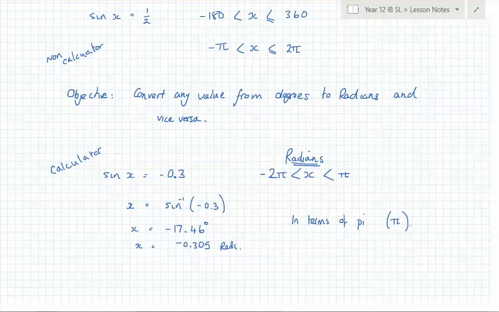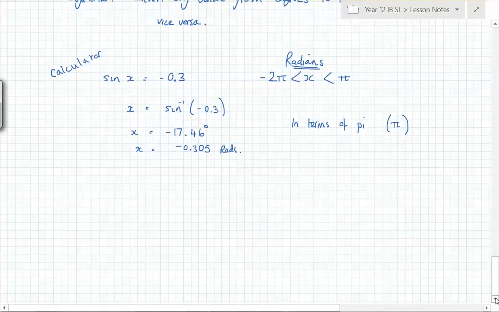We've got to be able to convert from degrees into radians and radians into degrees, as well as get our calculator to do it. You can see how on your calculator you will get an answer in radians or an answer in degrees. In the past it's always been make sure your calculator's on degree mode. For you, SL, you have to flip between the two depending on which value you're given. Make sense?